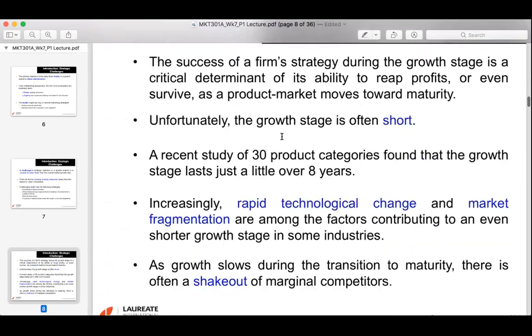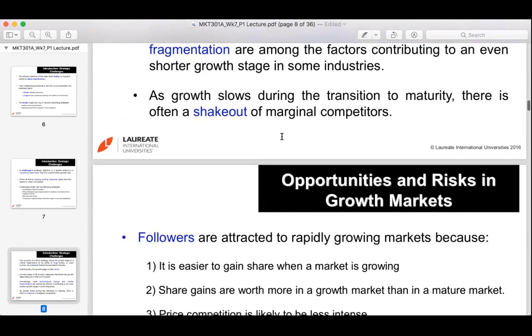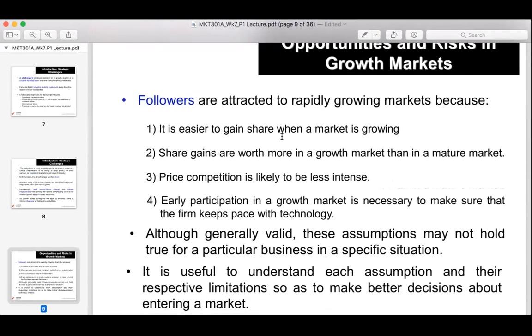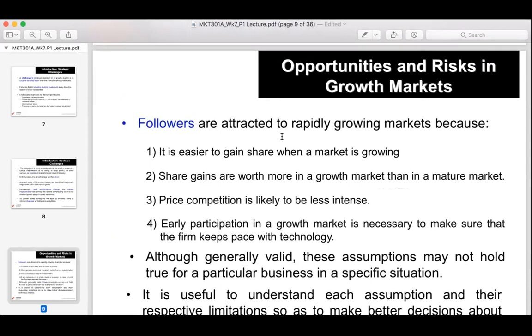Right, so that's basically a few things in terms of introduction, the challenges for both market leaders and also the followers. The followers in the growth market are attracted to the rapidly growing market because it is easier to gain market share when the market is growing. And it is more profitable if the market is still in the growth stage rather than the mature stage. Price competition is also less likely to be intense than in the maturity stage.